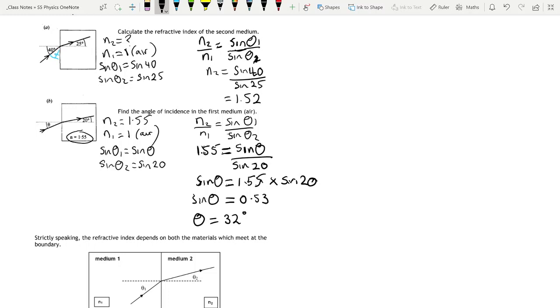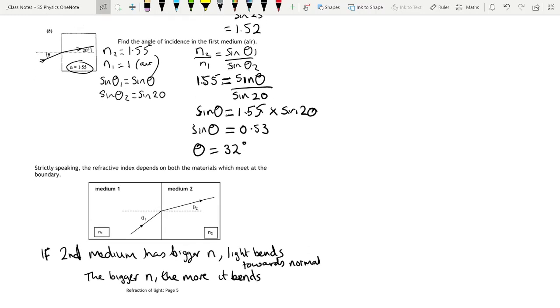And this is a little bit about what I've already talked about. Strictly speaking, the refractive index depends on both the materials which meet at the boundary, so medium 1 and medium 2. So as I said, n2 over n1, and n1 is usually just 1 because it's usually air, equals sine theta 1 over sine theta 2. And what I've written there is that if the second medium has a bigger n, which usually it does because we're going from air into perspex, light bends towards the normal. And the bigger the n, the more it bends.